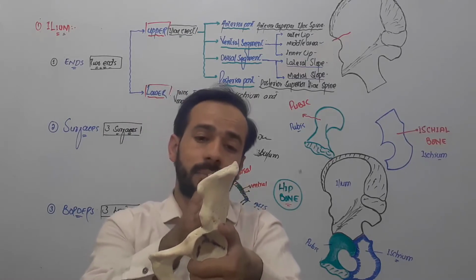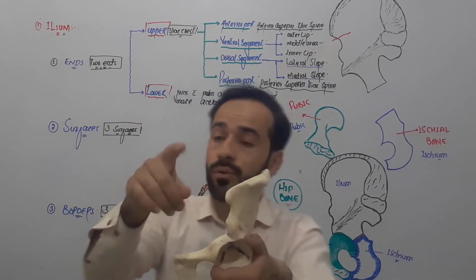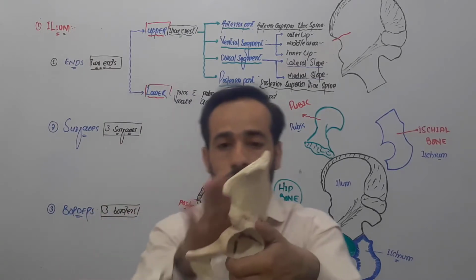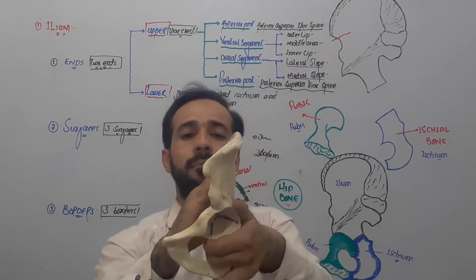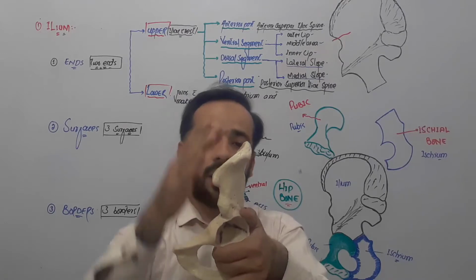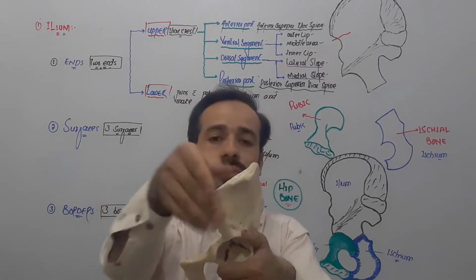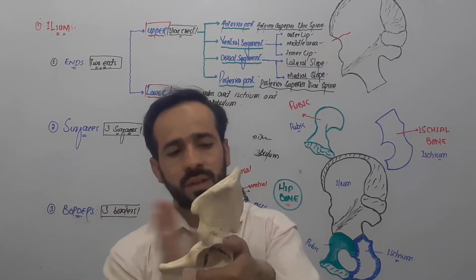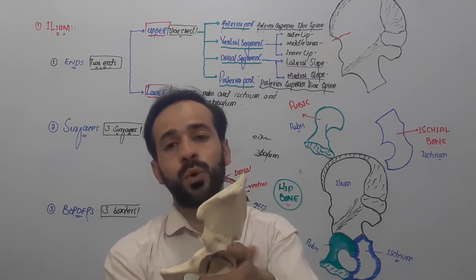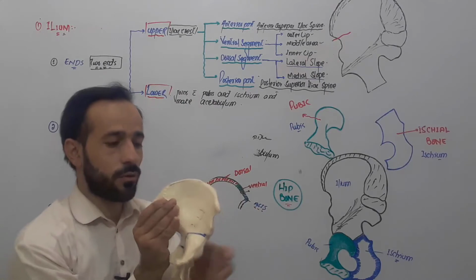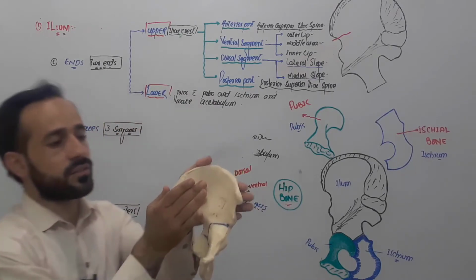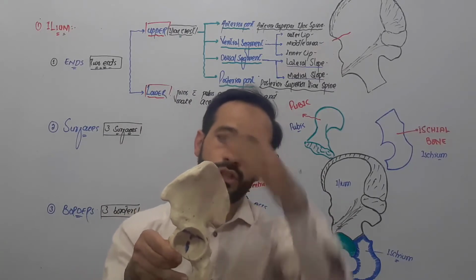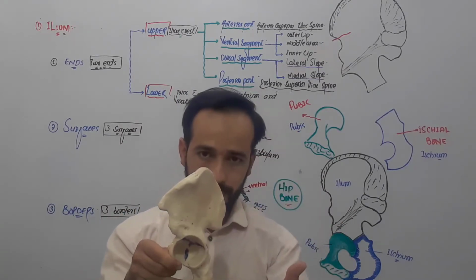Now how many surfaces does it have? We are talking about only the ilium, right? So the ilium is above here. It has a medial surface, it has a lateral surface, or we call it the gluteal surface, we call it the iliac surface, and we call it the sacroiliac surface, right? So how many surfaces does it have? It has three surfaces. The gluteal surface, as here will be the gluteal muscles, right?